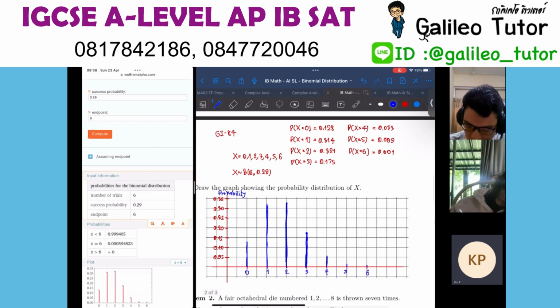And here's a graph of the probability distribution. But you don't have to draw the curve. You don't have to do this, because a binomially distributed random variable is discrete.